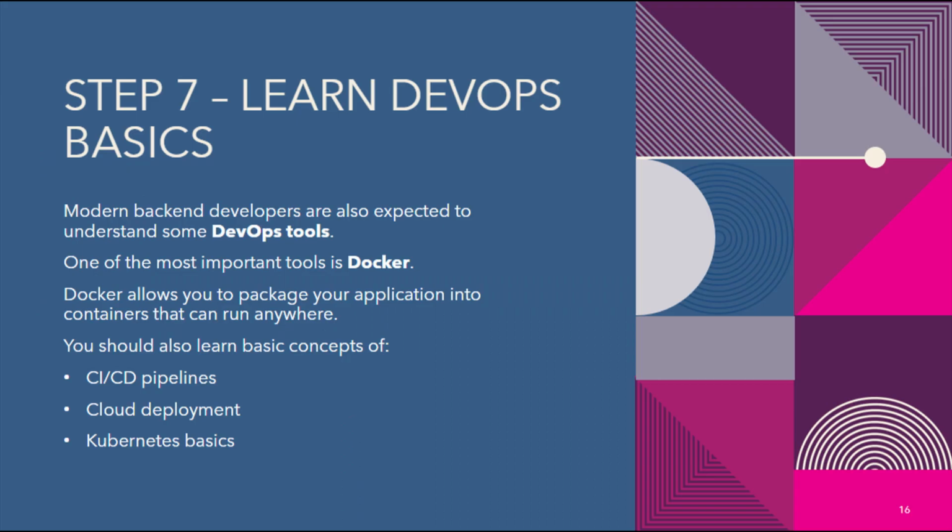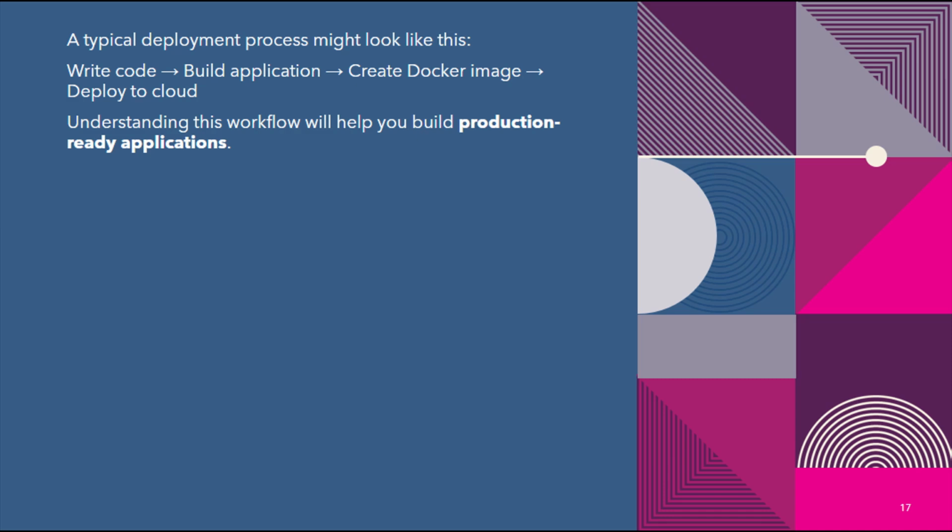Step 7. Learn DevOps basics. Modern backend developers are also expected to understand some DevOps tools. One of the most important tools is Docker. Docker allows you to package your application into containers that can run anywhere. You should also learn basic concepts of CI/CD pipelines, cloud deployment, Kubernetes basics. A typical deployment process might look like this. Write code, build application, create Docker image, deploy to cloud. Understanding this workflow will help you build production-ready applications.